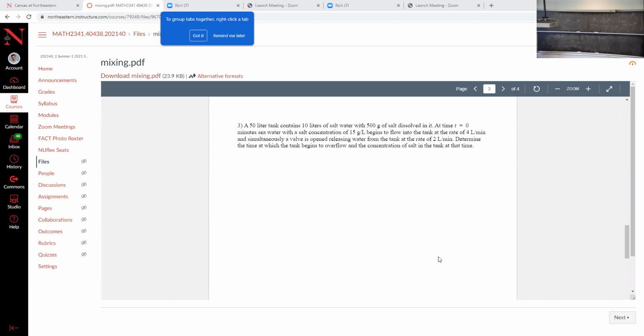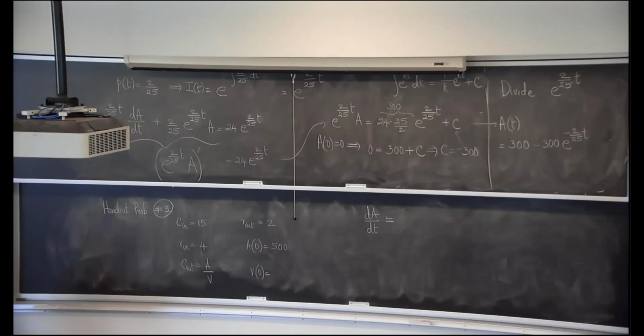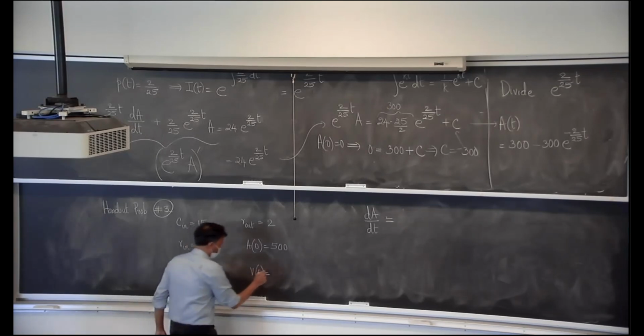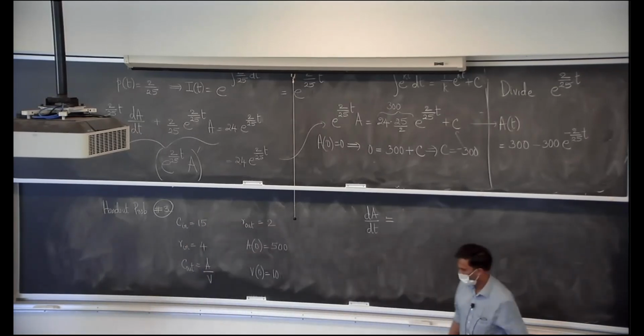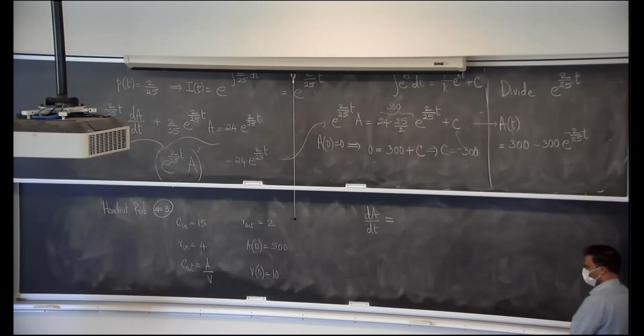My only question to you is, what is V of 0? Is it 50 or 10? 10. Okay. Why is that 50 given there? Maybe there's a purpose, just like there's a purpose for everything in life. So we'll look at that 50 later. Okay, so the initial volume of the solution is 10.